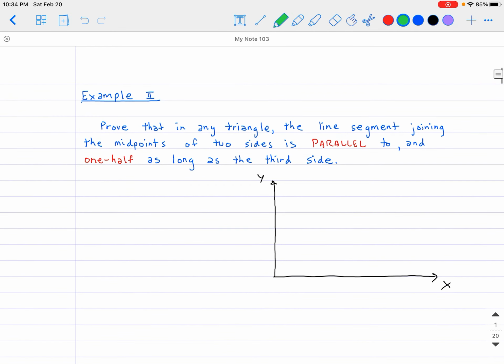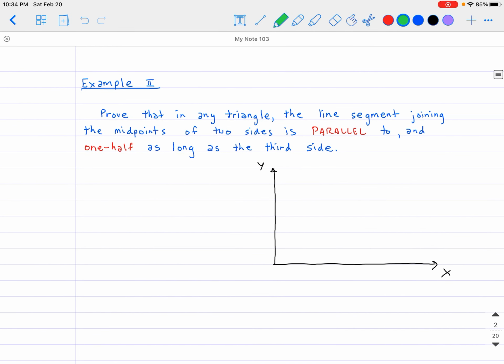Okay, in this case right here, I want to say prove that in any triangle, the line segment joining the midpoints of two sides is parallel and 1/2 as long as the third side.